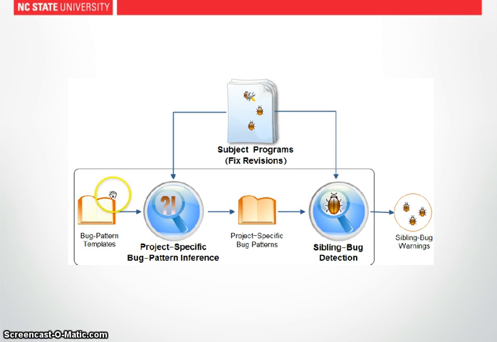We have a set of bug pattern templates and we can apply them in a project-specific bug pattern inference technique. These can then be iteratively applied on different fix revisions of the project to infer more patterns related to sibling bugs, that are related bugs, and hence find bugs that could be fixed in the same fix revision.